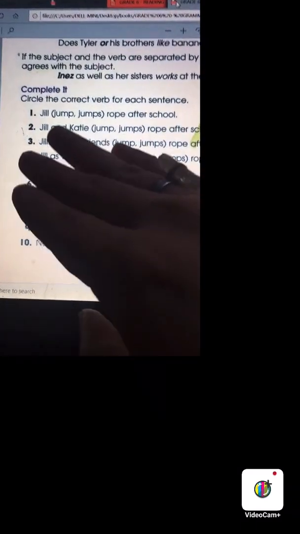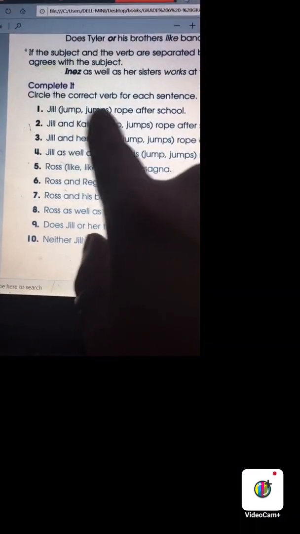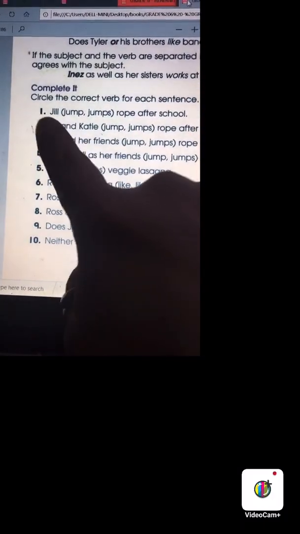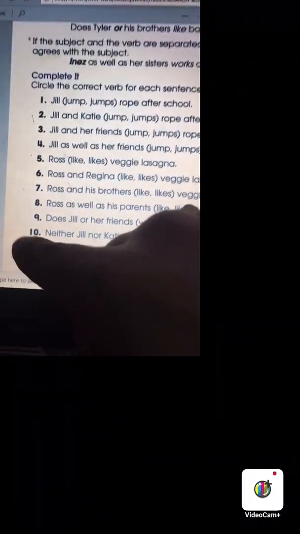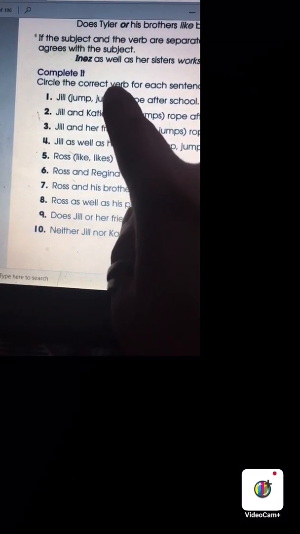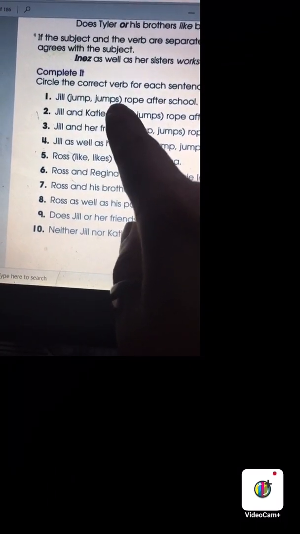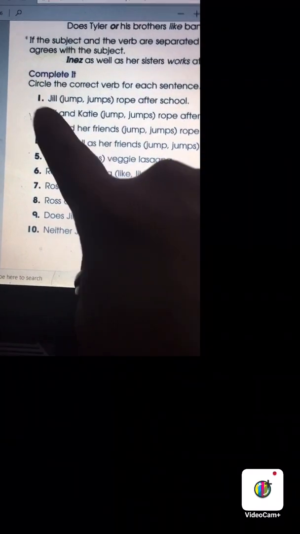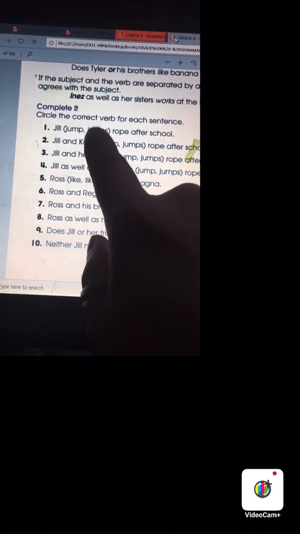For example, Jill is a she. Jump or jumps? Remember, this exercise came in your last grammar exam. We just choose the correct option. So when you copy, if you want to copy both of them and circle, you can. But if you want to just copy it with the correct form, you can also do that. Jill jump rope after school, or jumps rope after school? Jumps, because Jill is a she.